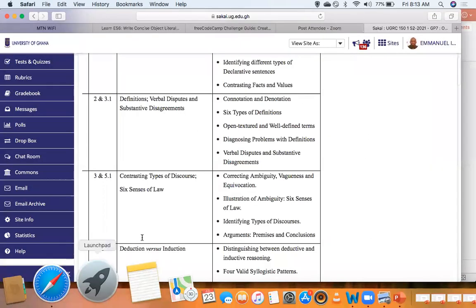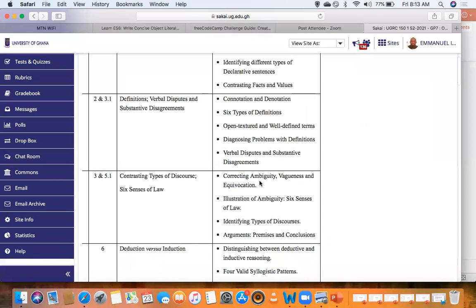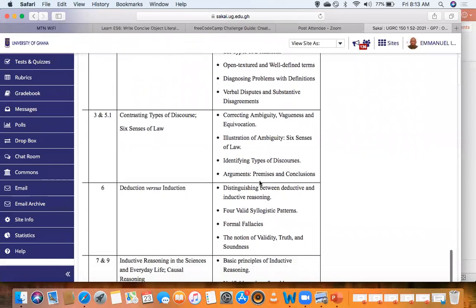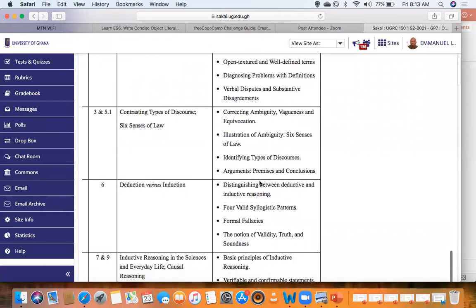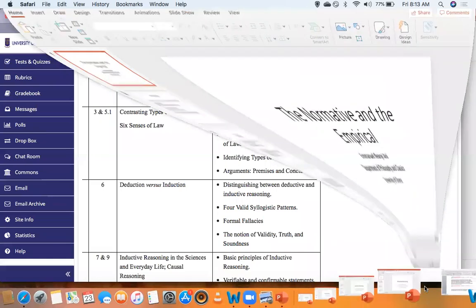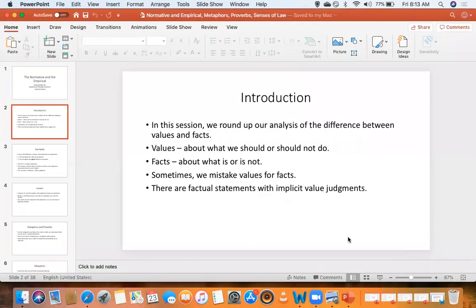And when we were done with that, we went to discussing, what was that? The senses of law. That's the normative and the empirical. I think I have it here. Yeah, the normative and empirical.